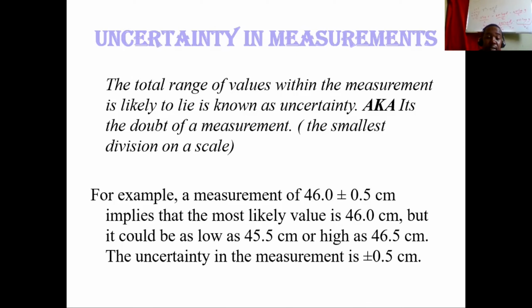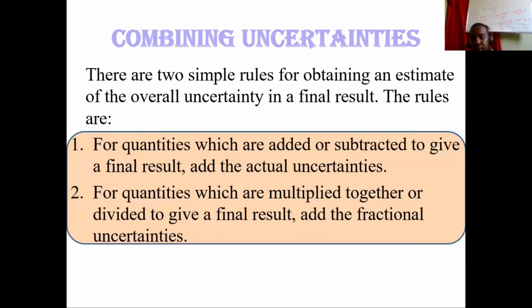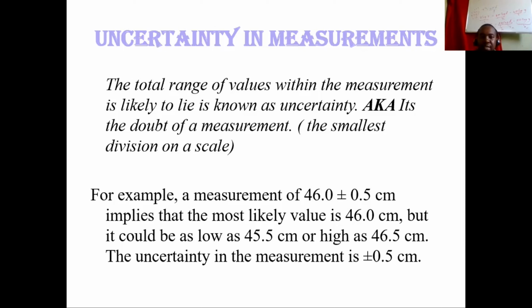So in this case, the actual value of the reading can be either 46, or it can be 46 minus 0.5, which is 45.5, or it can be 46 plus 0.5, which is 46.5 centimeters, right? So let's look at what happens, because that's just for one measuring instrument.